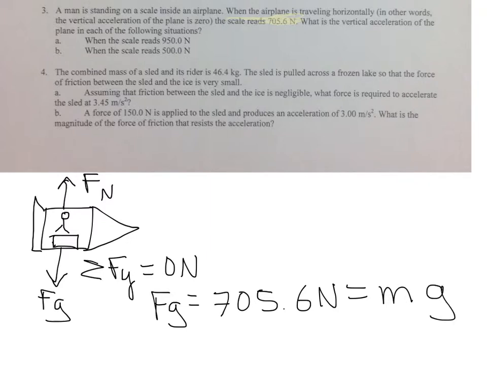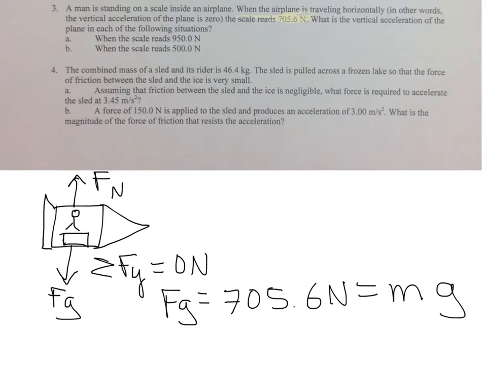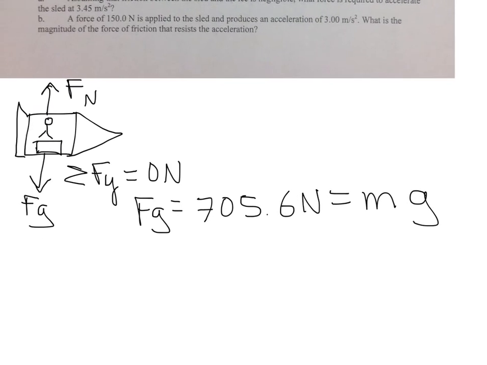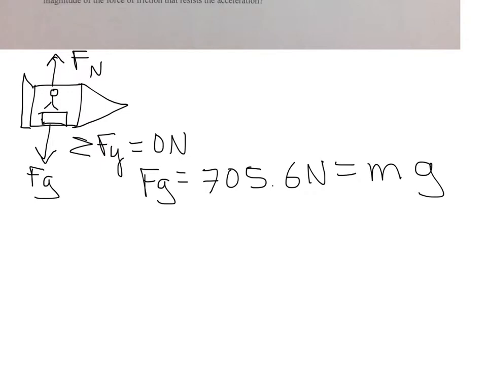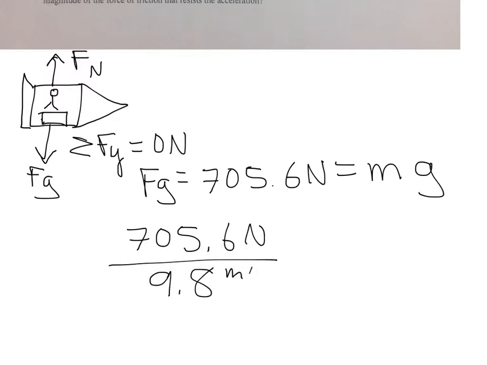So if I know that the scale is reading 705.6 newtons, then I can find out the mass of this guy, and that is going to be 705.6 newtons divided by 9.8 meters per second squared, that acceleration due to gravity. I can find out the mass of the guy, which should be about 72 kilograms.